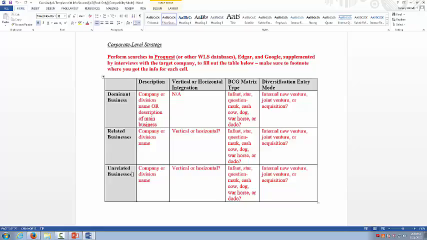There is no vertical or horizontal integration. I want you to tell me, is that business an infant, a star, a question mark, or a cash cow? What do you think it is? I think it's a star right now.